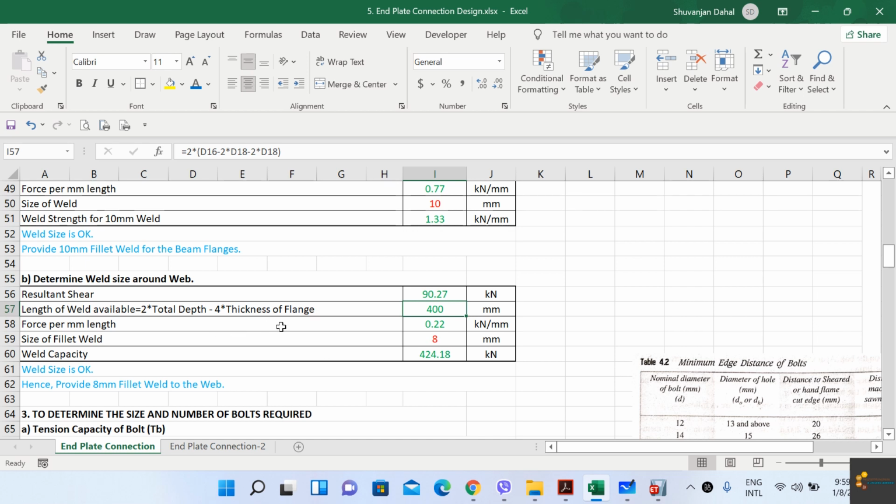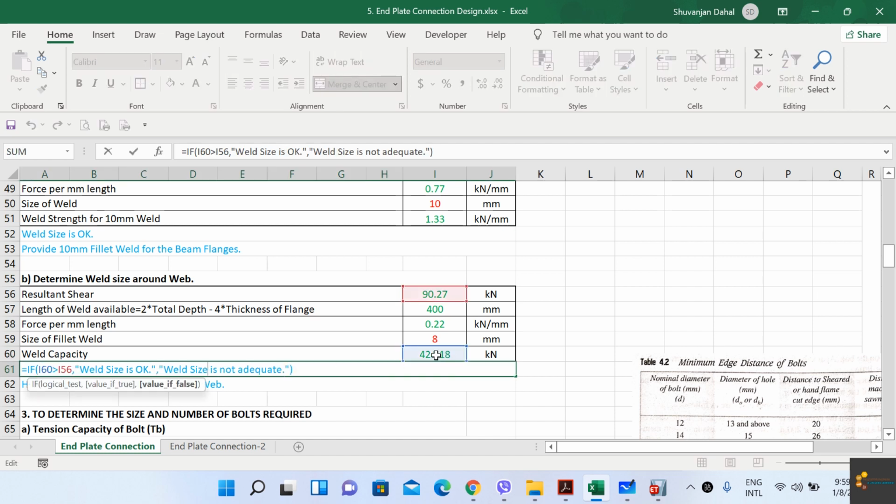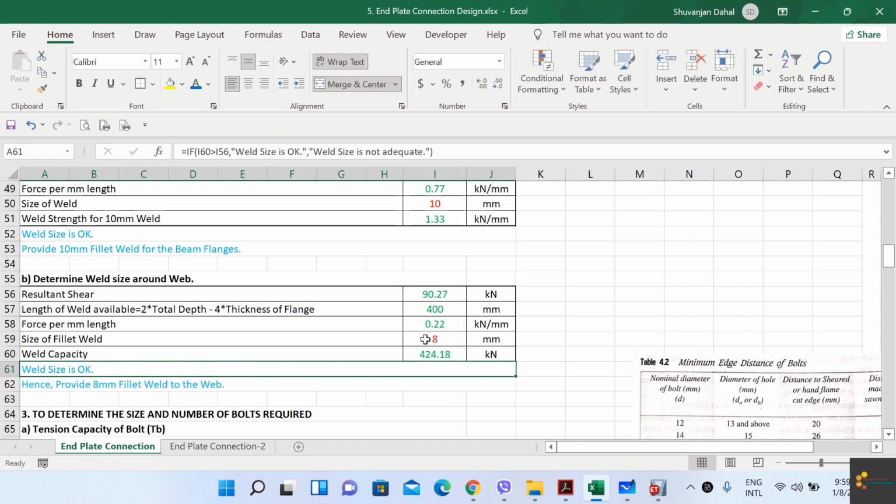Now for this, let us suppose the size of fillet weld is 8 mm, and using the same formula as here, let us find the weld capacity. This comes out to be 424.18 kilonewton. Now since this weld capacity is very much larger as compared to our resultant shear, the weld size is adequate or enough. So we will be using 8 mm fillet weld to the web.